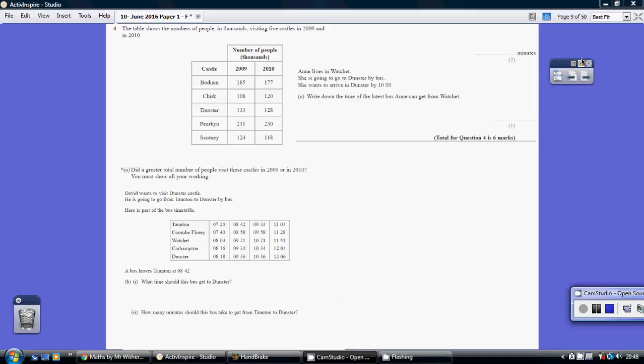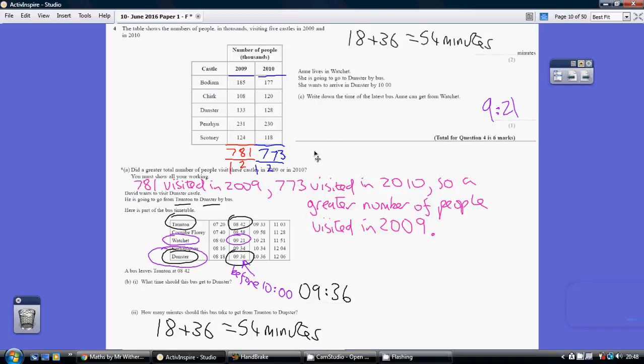Question four. So, did a greater total number of people visit in 2009 or 2010? So we've just got to add up these two columns. So 2009 we get 781, 2010 773. So did a greater number of people visit in 2009? Yes, they did. Okay, so 781 visited in 2009, 773 visited in 2010.